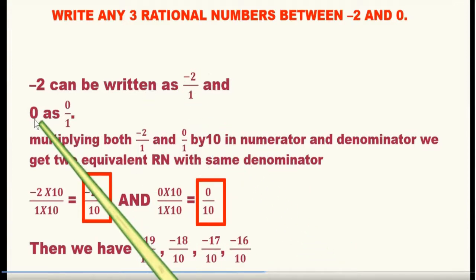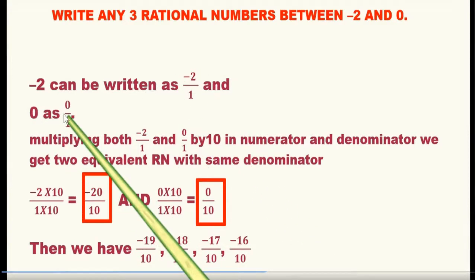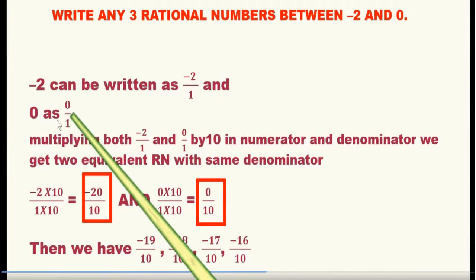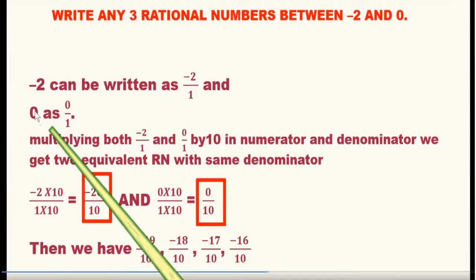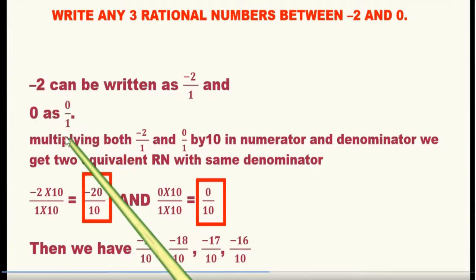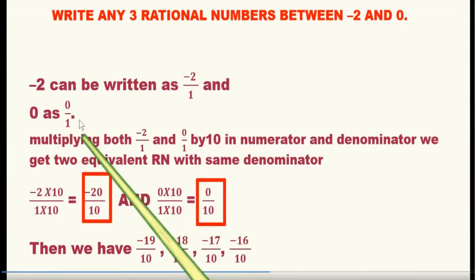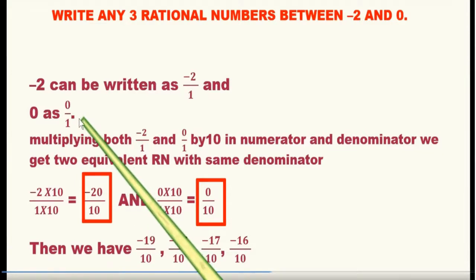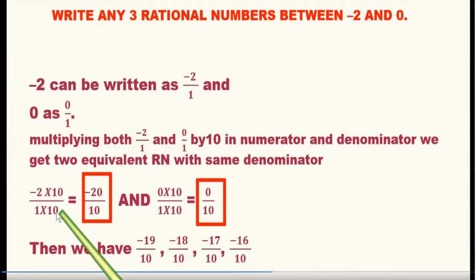Similarly, 0 is a whole number. We will write it in the form of rational number as 0 upon 1. By writing 1 in the denominator, we have converted 0 into a rational number 0 upon 1, that is a p upon q form of rational number. Now the second step is you have to convert minus 2 by 1 and 0 by 1 into equivalent fractions where the denominators are equal.